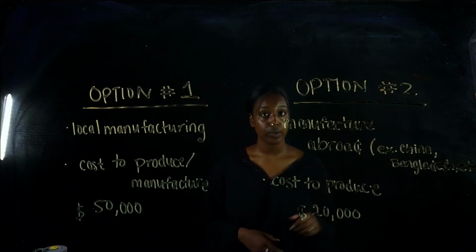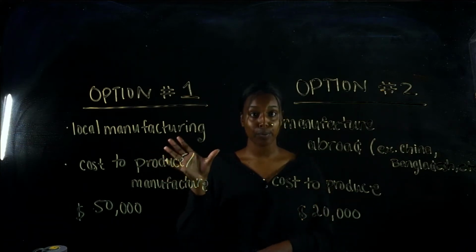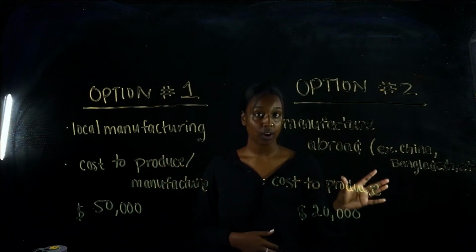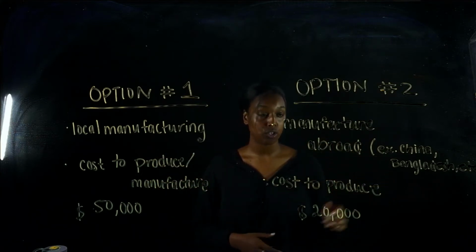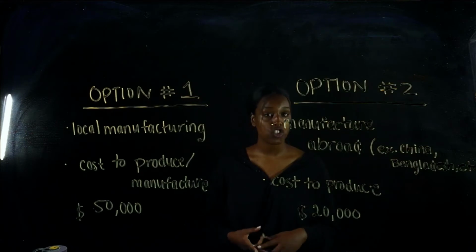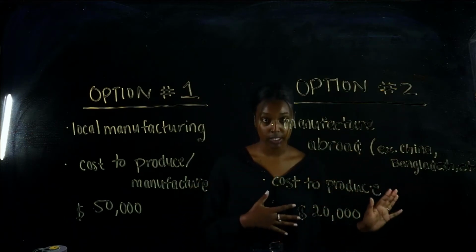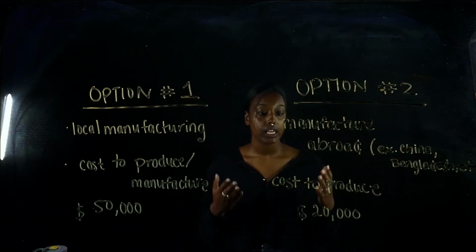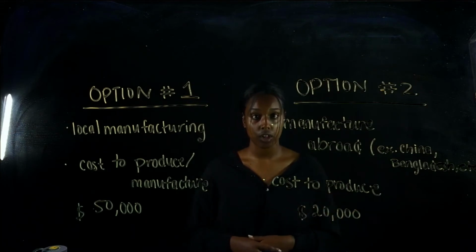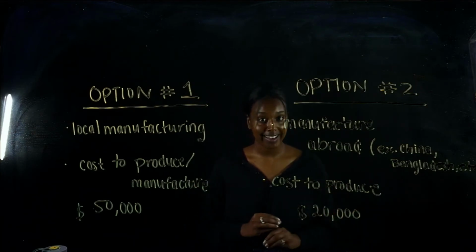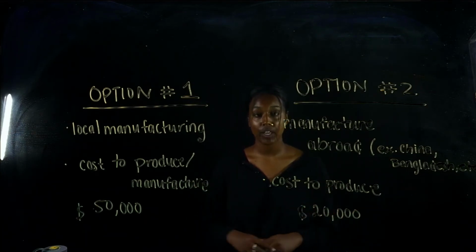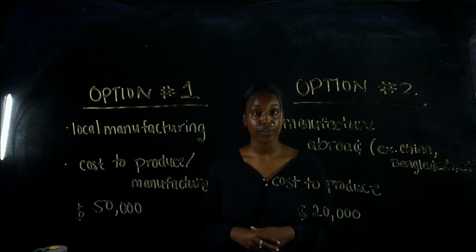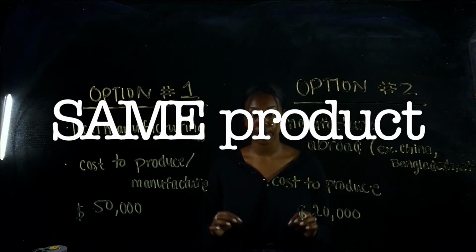Option number 2 is the exact same process that would take place locally, now done abroad. So in countries such as China, Bangladesh, anywhere, just abroad outside of Ontario, and its cost to produce is $20,000. Now, I just want to highlight and make this point very clear. Both options are producing the exact same product.